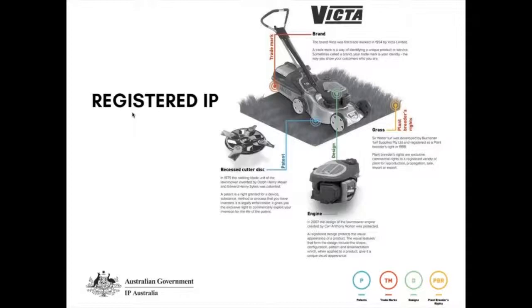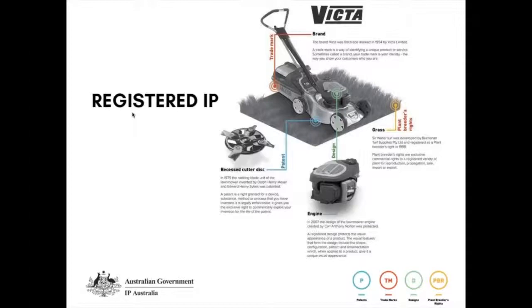So to take you through them one by one, first of all, we start with patents. Victor developed a new and original recessed cutting disc. This at the time was something that nobody had seen before, and they were able to apply successfully for a patent on this particular piece of technology. We'll go into the details of each of the types of intellectual property a little bit later on, as well as some of their requirements.